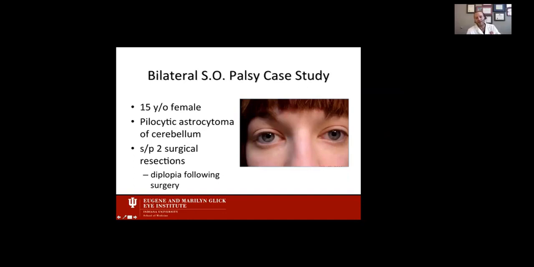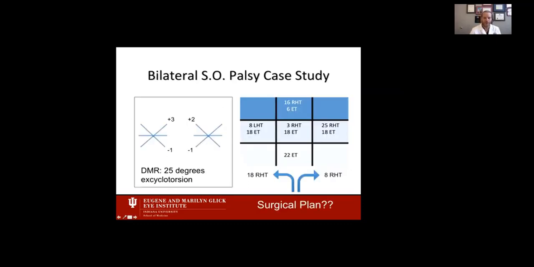This is a young lady who had surgery for pilocytic astrocytoma of her cerebellum. She had surgically induced bilateral fourth nerve palsies as a result of her surgeries, and then had spontaneous complaints of diplopia immediately after surgery. Well, when you look at her motility, she has what you would expect to find. She's got some weakness of the superior obliques, and as a result, she has overaction of her inferior obliques. And as is typical, most of these bilateral superior oblique palsies don't have much hypertropia in the primary position. Here you can see she's got only 3.